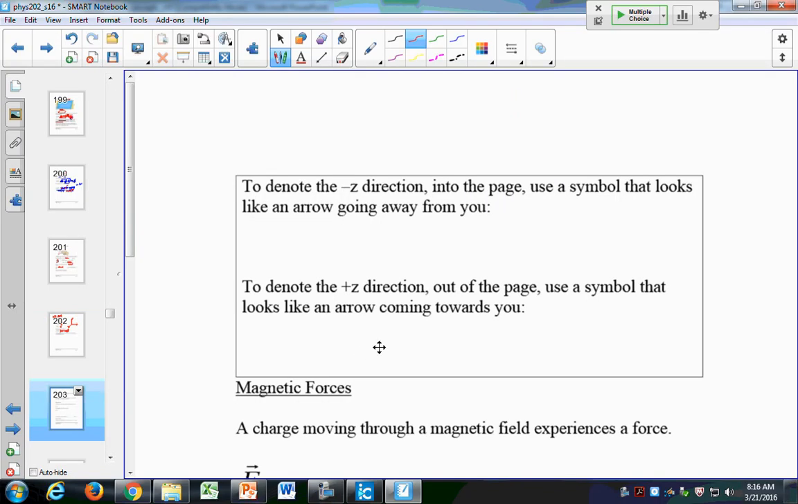Let me show you one other thing. We're going to use plus and minus z direction quite a bit, plus and minus k. To denote the negative z direction, we're going to use a symbol that looks like this. It's supposed to look like an arrow going away from you, like the fletching of an arrow. And what does an arrow look like if it's coming towards you? It's going to look like this, just like the point of an arrow. Or sometimes we'll have a region, and we'll put a bunch of X's to show a magnetic field in a region, or just single dots to denote a region. All right, next time we'll get into magnetic fields.